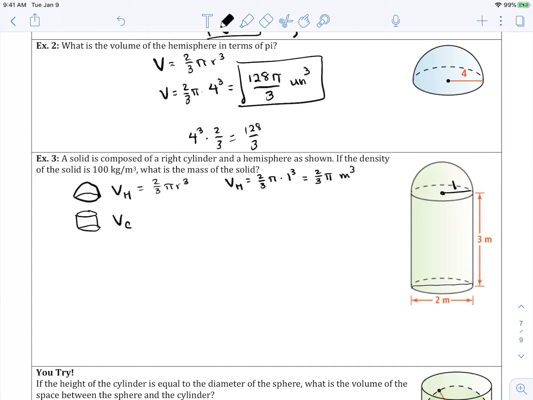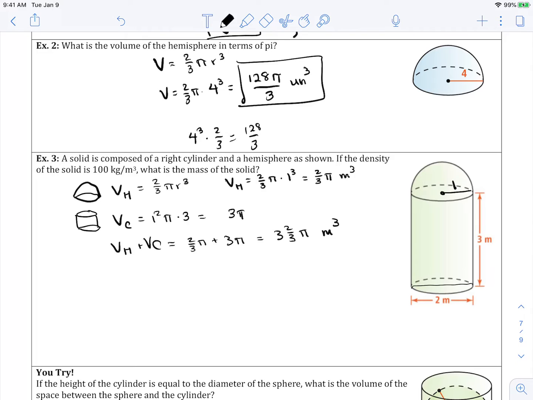Then the volume of the cylinder is the area of the base. So 1 squared pi, radius squared times pi, times the height of this, times 3, right? And if we multiply all that together, we get 3 pi. So the volume of this whole thing is going to be the hemisphere plus the volume of the cylinder, which would be 2/3 pi plus 3 pi. So we would get 3 2/3 pi meters cubed, right? That's our total volume for this solid.